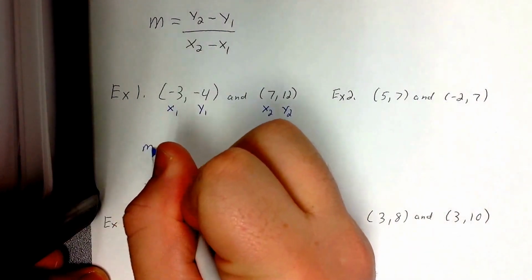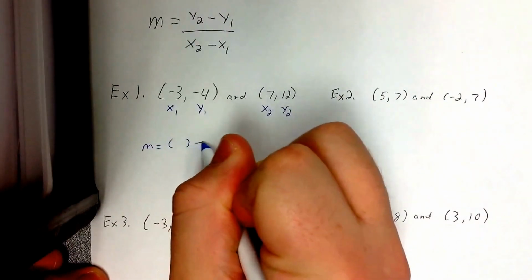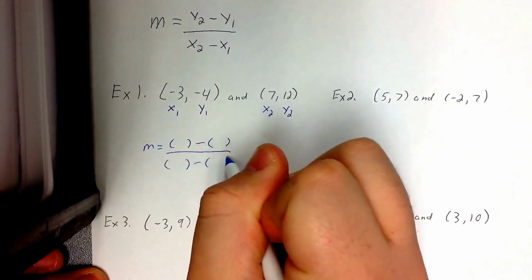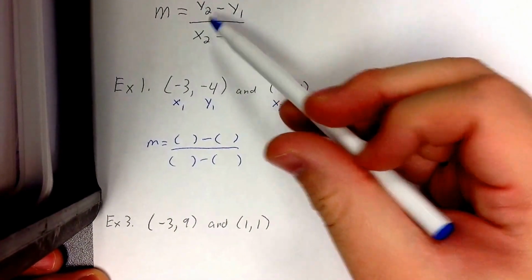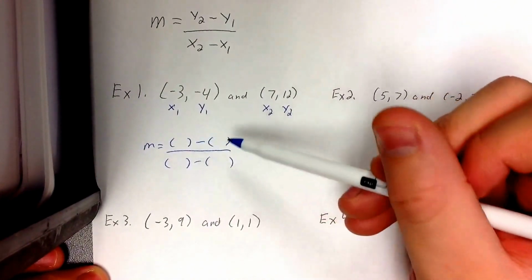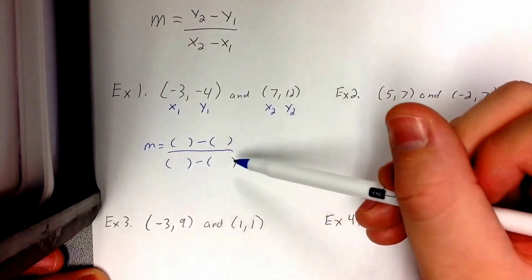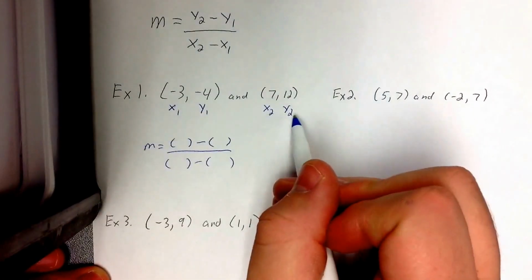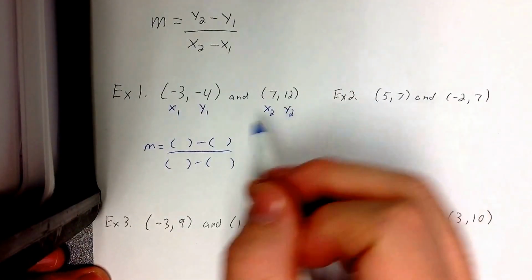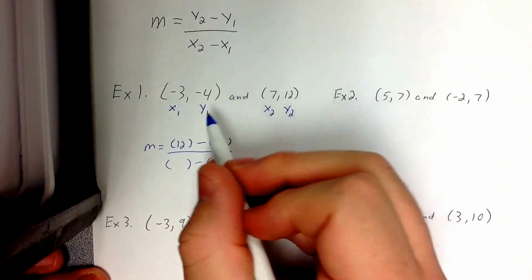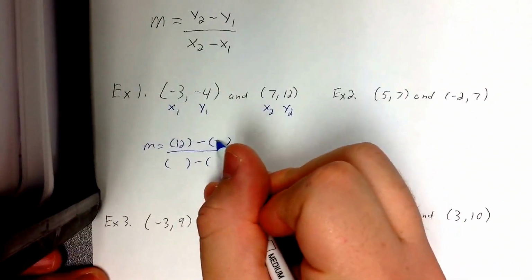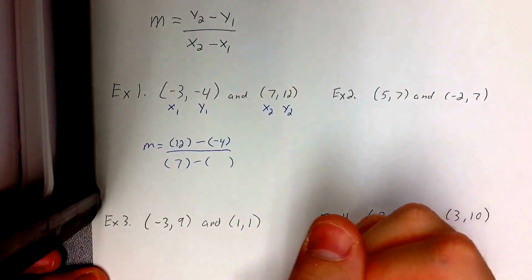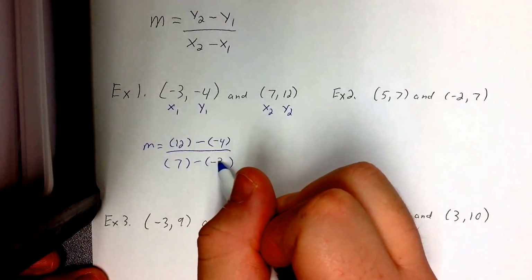Then again, m equals, and I always like to put parentheses where the variables are in the formula. So I took this formula, I put parentheses where the y2, the y1, the x2, and the x1 are. Now it's just putting the numbers where they go. y2 comes first on top, so y2 is 12, minus y1, which is -4, over x2 comes first on bottom, and that's 7, minus x1, which is -3.